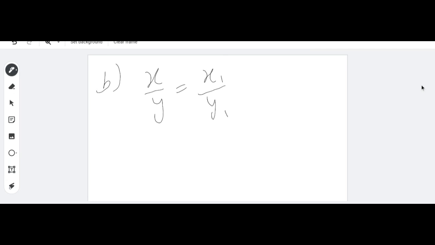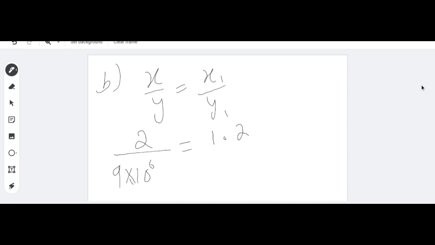What is the value of x and y here, Sukena? x is 2, 2 kg. Yes, and y is 9 into 10 power 6. And for the x1 here, 5 kg.